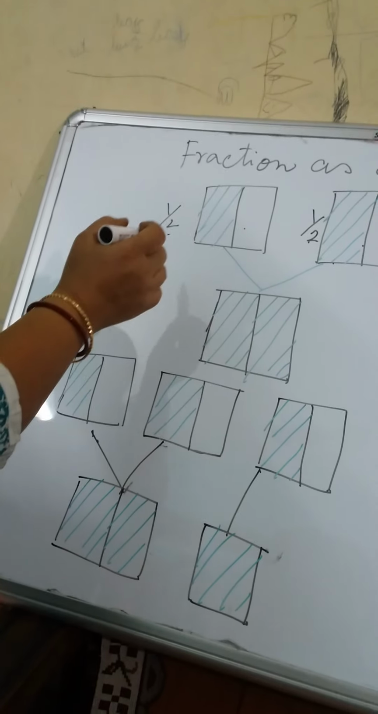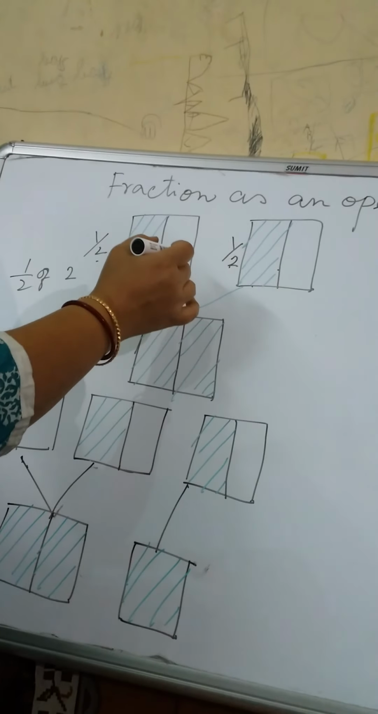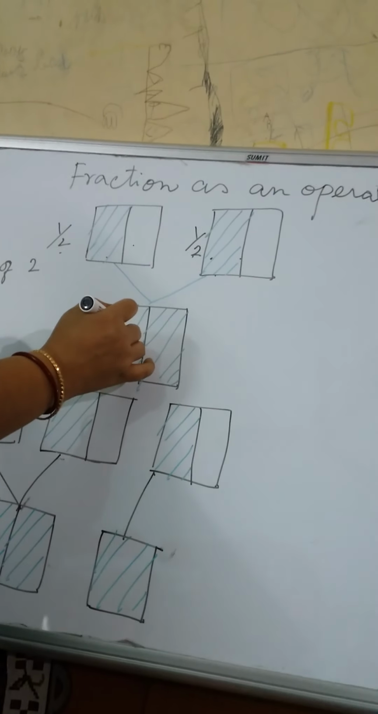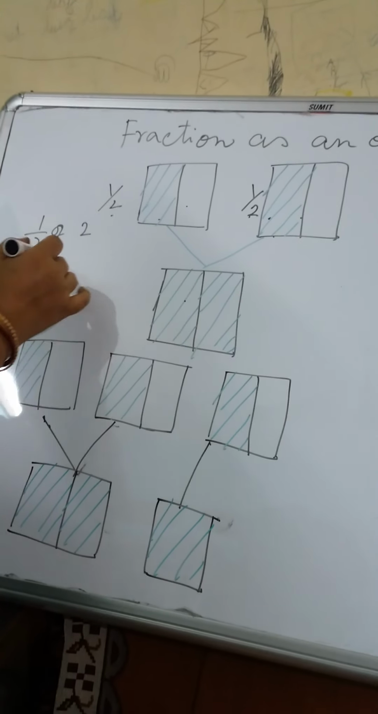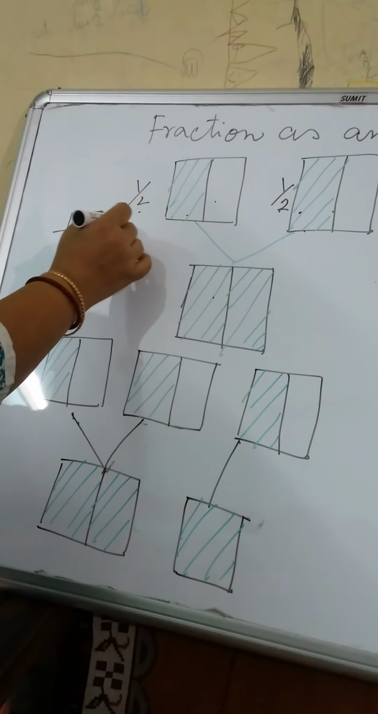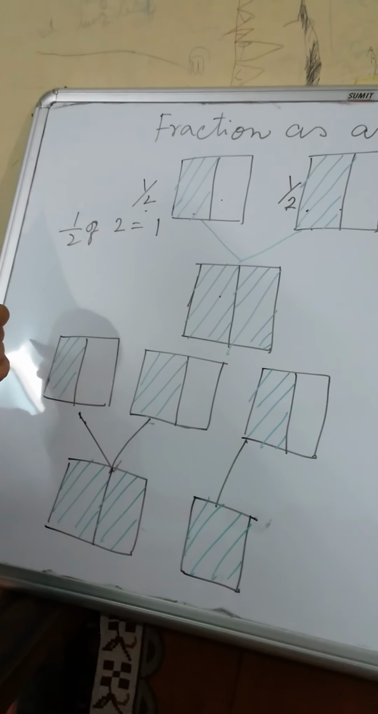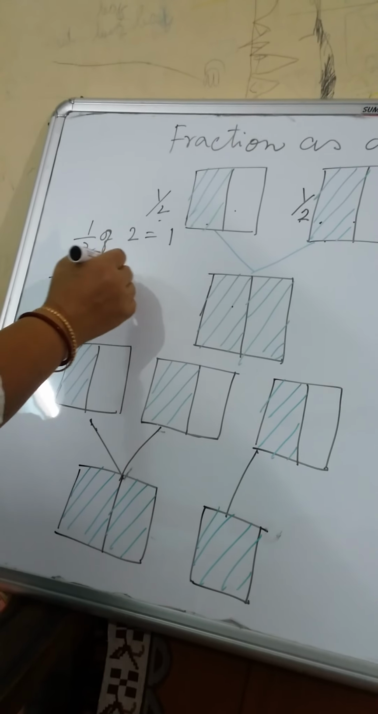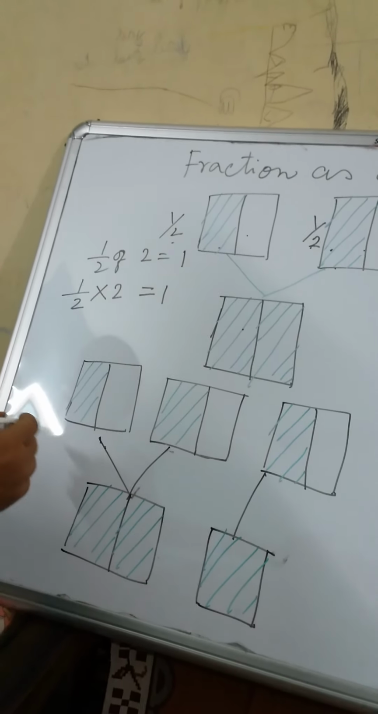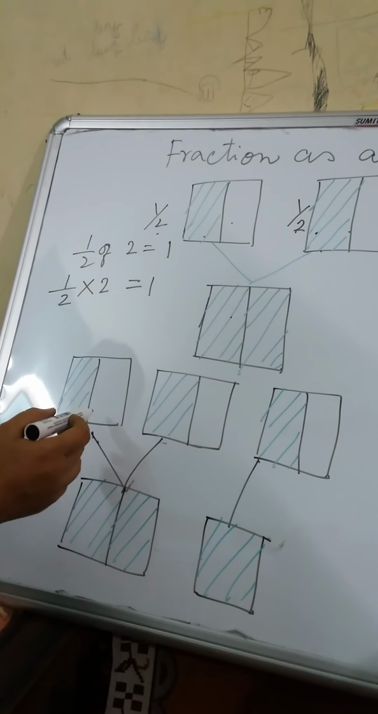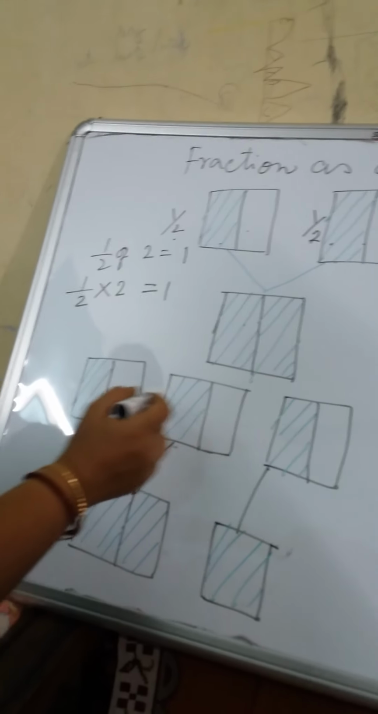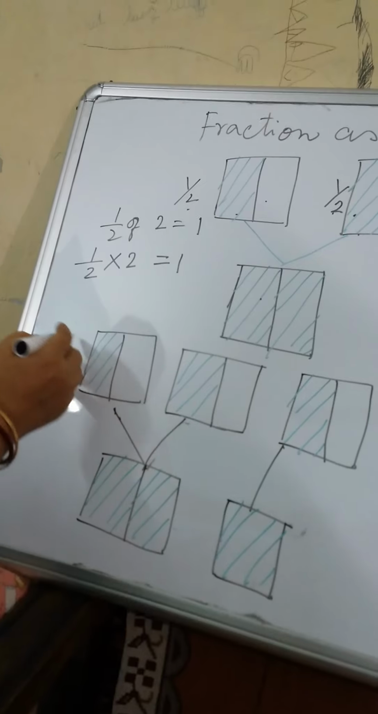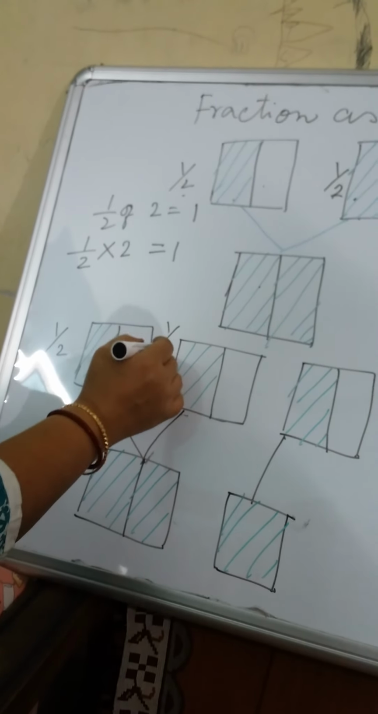If I combine the two shaded half parts, it will represent 1. So we say half of 2 is equal to 1, or you can write it as half into 2 equals 1. Next, we will consider 3 identical squares and each shaded portion represents half of 1.